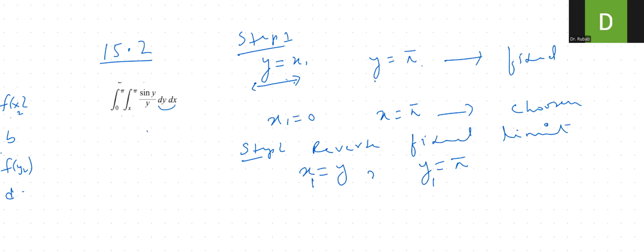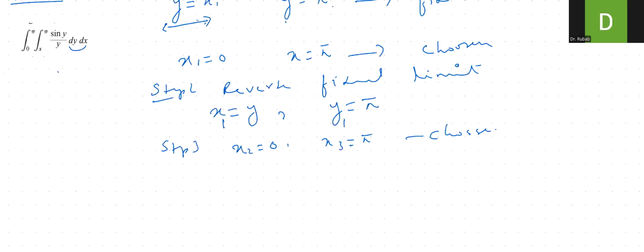Now we have another two limits. Step 3: x2 which is 0 and x3 which is pi. Now we have to choose. These are the chosen limits. Step number 4: we make a point of intersection of all x limits. The point of intersection method is used to find missing limits.